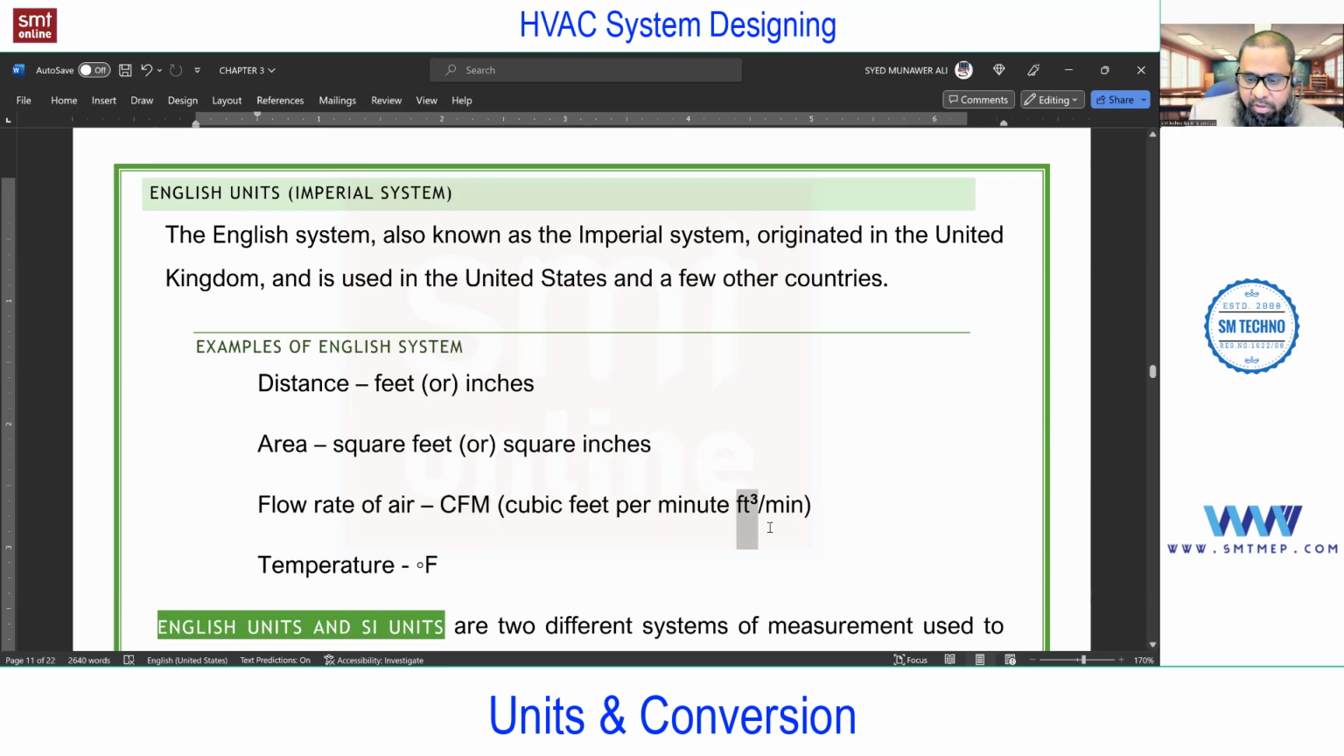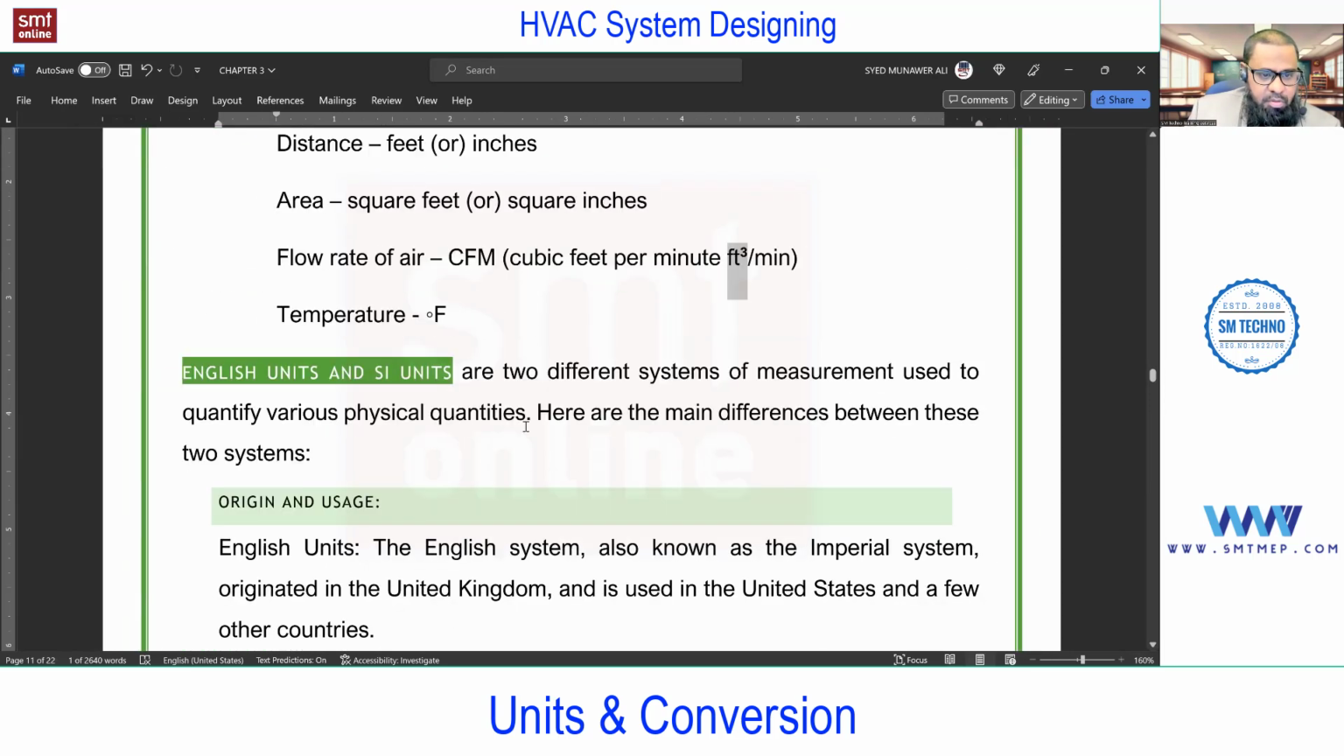Cubic feet is a volume. Volume with respect to time is a flow rate. We'll discuss more about this at the time of ducting. At this level, just remember CFM, temperature in degrees Fahrenheit. Next.